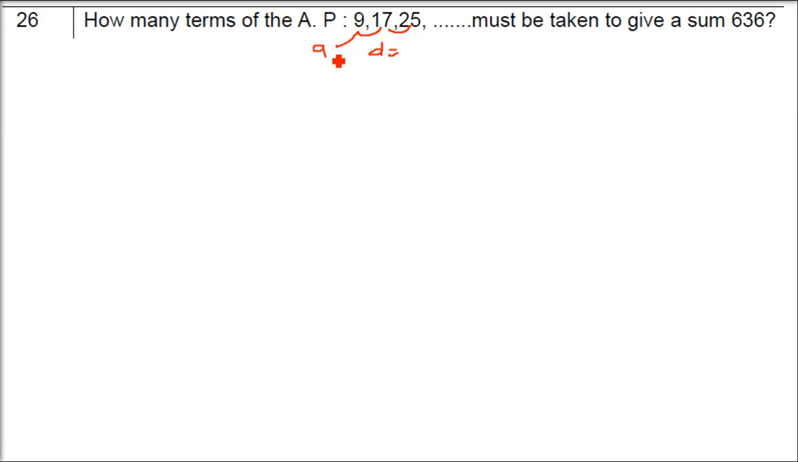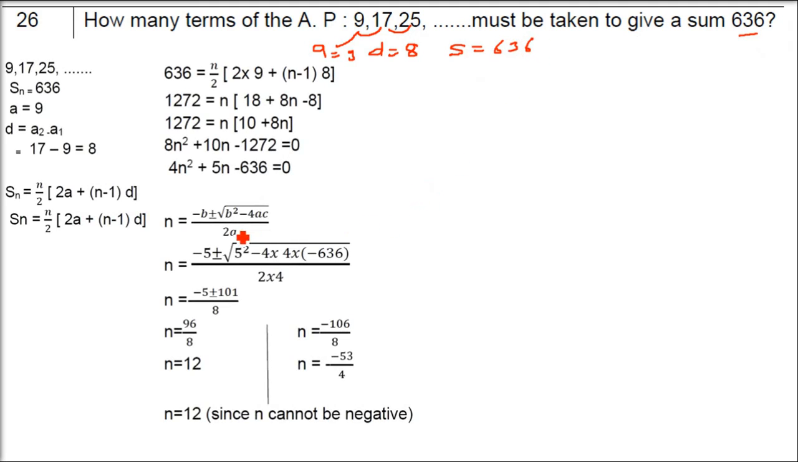17 minus 9 is 8. 25 minus 17 is what? It's 8. So the first term is clearly given as 9 and the common difference is 8. And the sum is 636. So just use the sum formula of this AP.